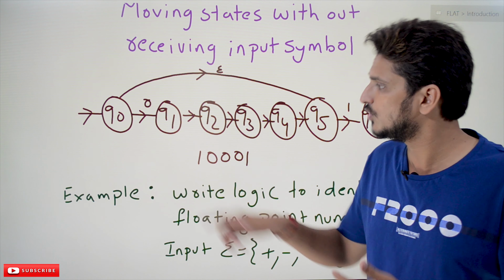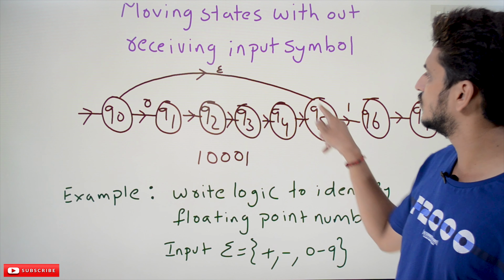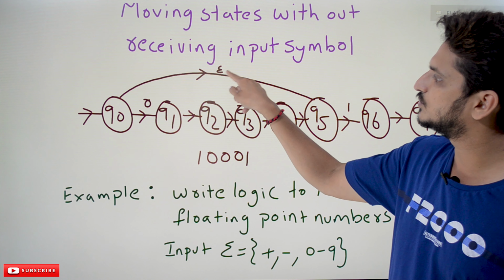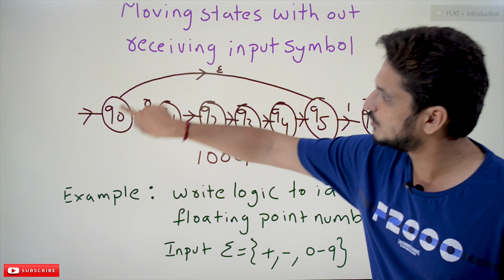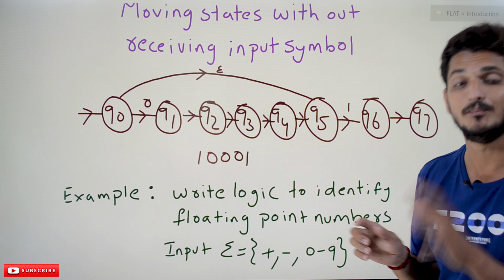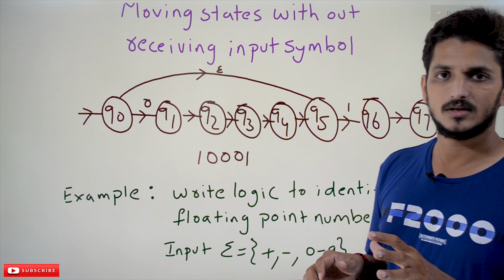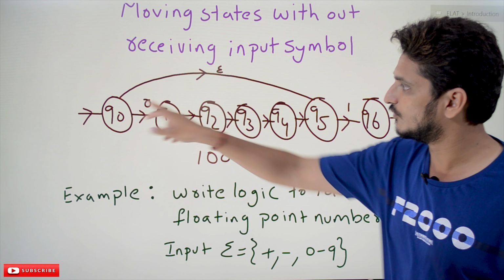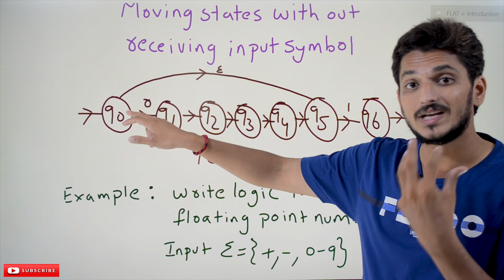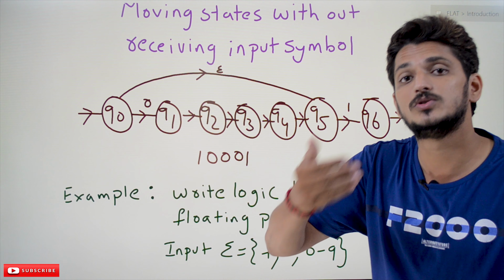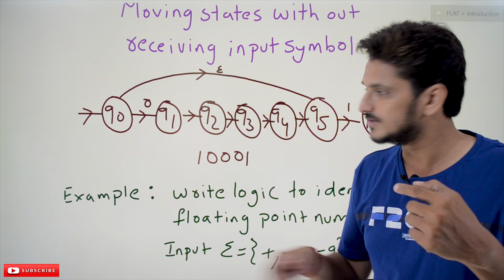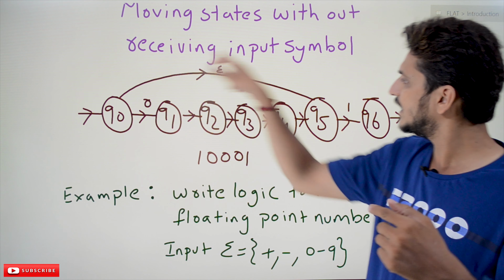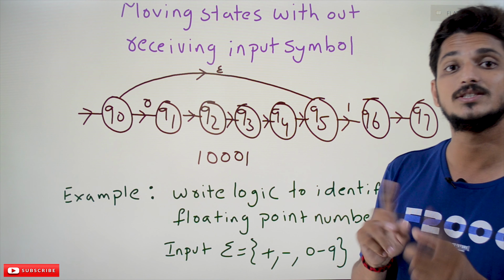Which states can we move to? We can move from Q naught to Q phi because we have epsilon. This is the symbol for epsilon. So with epsilon moves, we can move from Q naught to Q phi. This is the point you have to understand: without taking any input, we moved from Q naught to Q phi. By taking the next input symbol, we can apply it on both the Q naught state and the Q phi state.